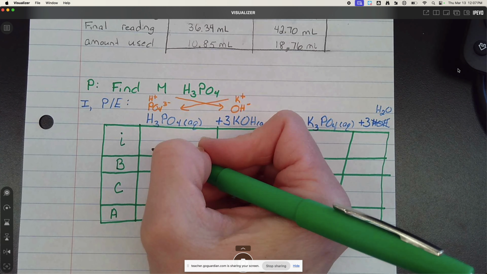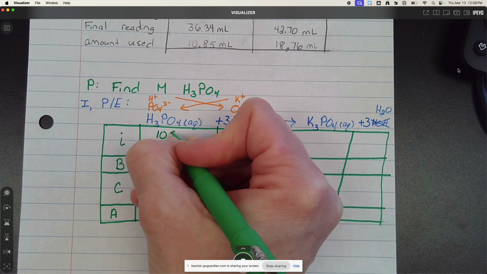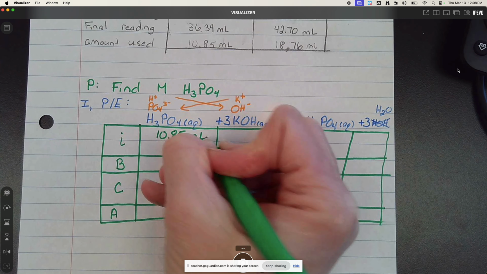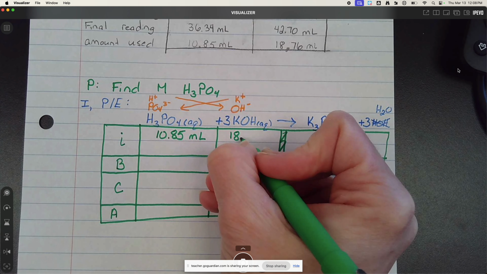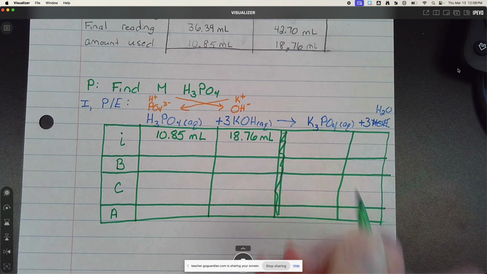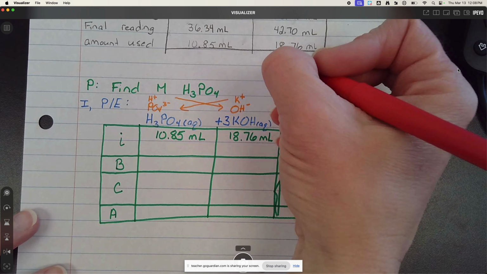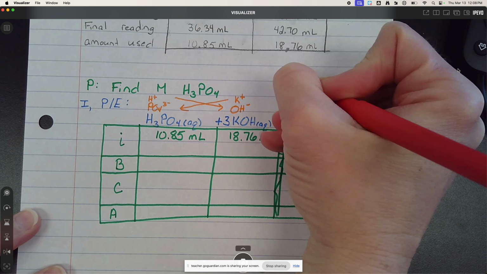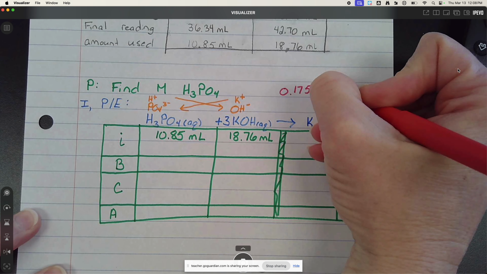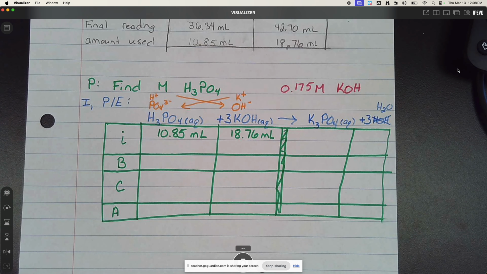So the H3PO4, that went with the 10.85 milliliters. And the potassium hydroxide with the 18.76 milliliters. One of the things that can go wrong in making these titration calculations is that it's really easy to screw up which volume goes with which substance. So if you just add an extra row to your I row, that can help you out. As part of your packet, you were told that you had 0.175 molar KOH. That was information given to you in your packet.